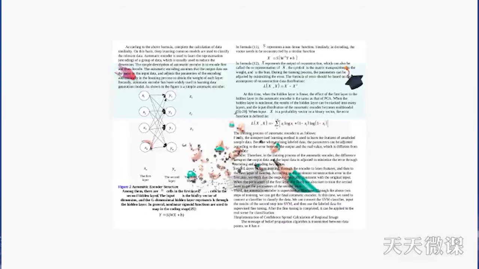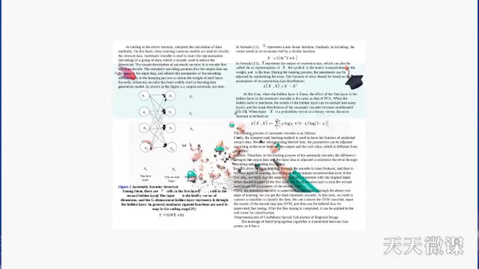Firstly, the unsupervised learning method is used to learn the features of unlabeled sample data. Because when training labeled data, the parameters can be adjusted according to the error between the output and the real value, which is different from automatic encoder. Therefore, in the training process of the automatic encoder, the difference between the output data and the input data is adjusted to minimize the error through encoding and decoding two stages.